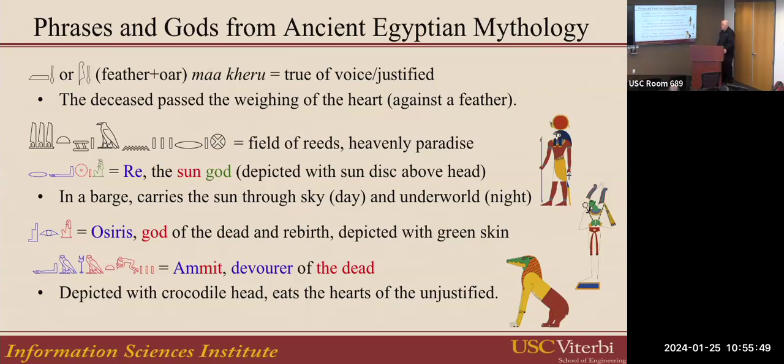Then we have the sun god, Ra or Re. This is phonetic, R and A, Ra. And then sun, god. You can recognize him in pictures with a sun disk above the head, often with a falcon. And then we have Osiris, the god of the dead and rebirth. That's how you spell it there, or one of the spellings.